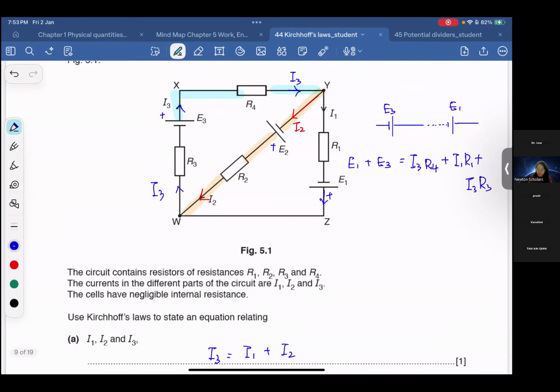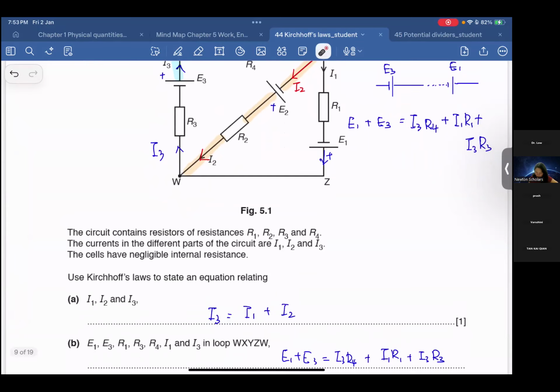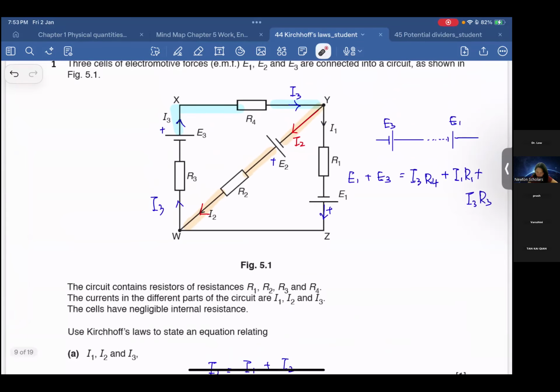Which term comes first doesn't matter. At the end, you just add them up together. You may say, teacher, we start from W, X, Y, so I should start from I3 times R3. No problem, up to you. At the end, they are just added together: I3 R3 plus I3 R4 plus I1 R1.